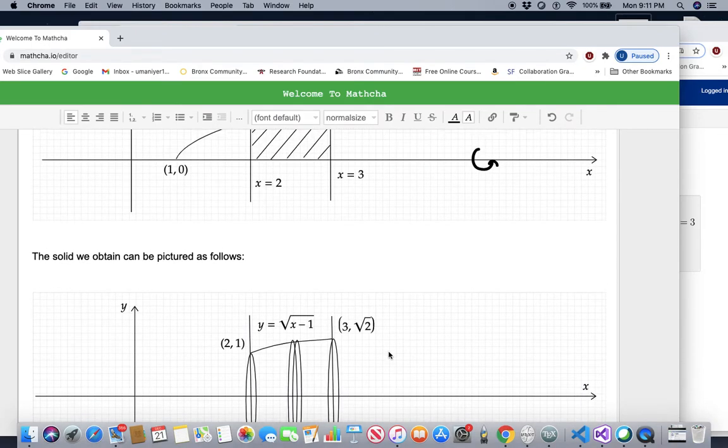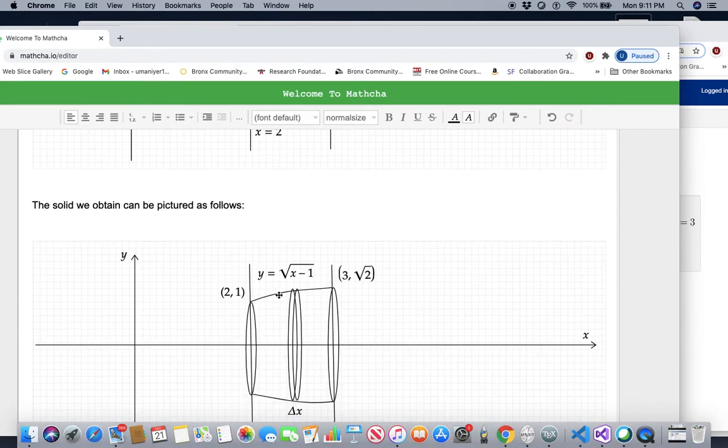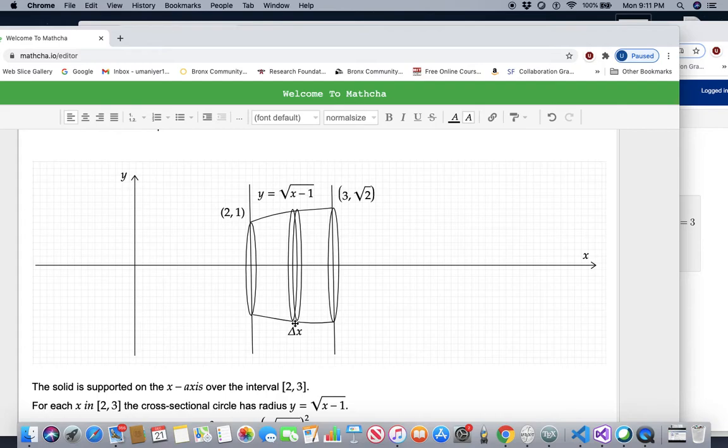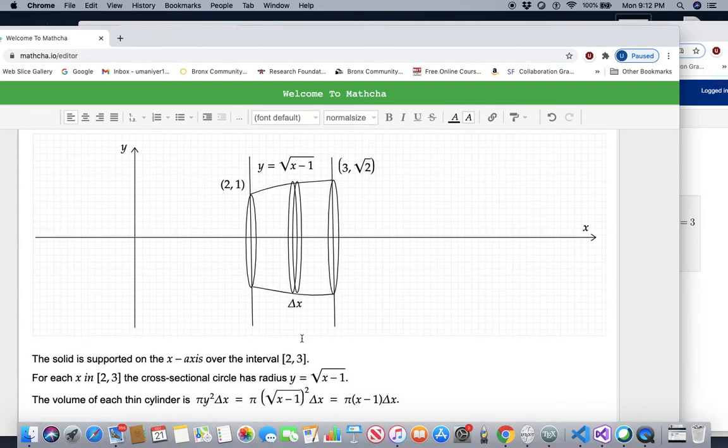When we do that, look at that solid. Going from here to here, you have rotated. Notice your cross sections are vertical cross sections because you rotated about the x-axis. The width of each cylinder is delta x. The solid is supported on the x-axis from x equals 2 until x equals 3. Therefore, the interval is the closed interval 2 to 3. For each x in the closed interval 2 to 3, the cross-sectional circle has a radius, so that's the radius.